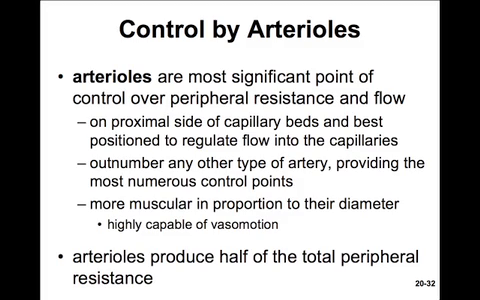Arterioles are the most significant point of control over peripheral resistance and flow. The arterioles are located on the proximal side of the capillary beds, and they're best positioned to regulate flow into the capillaries. They outnumber any other type of artery, and they provide the most numerous control points. There's more muscle in proportion to their diameter, so they're highly capable of vasomotion, and thus they have a huge impact on the rate of flow. Arterioles produce about half of the total peripheral resistance in the entire body.